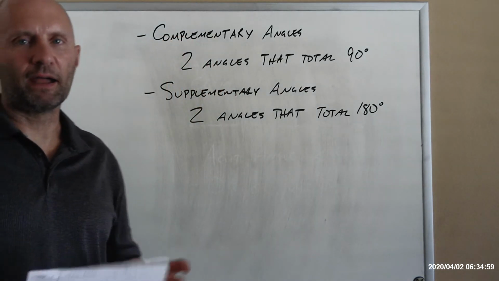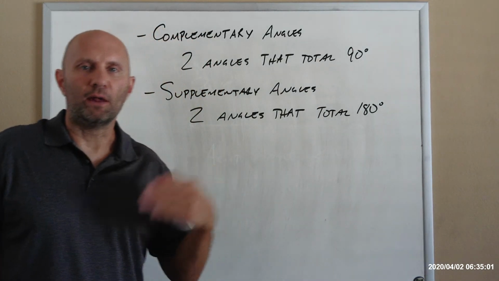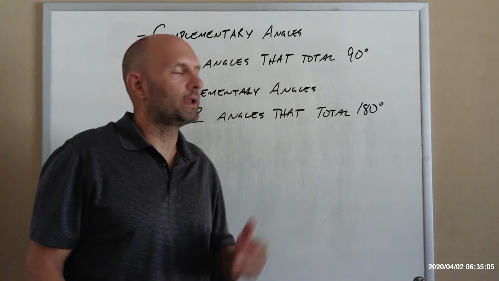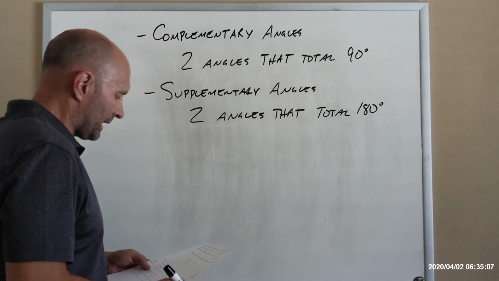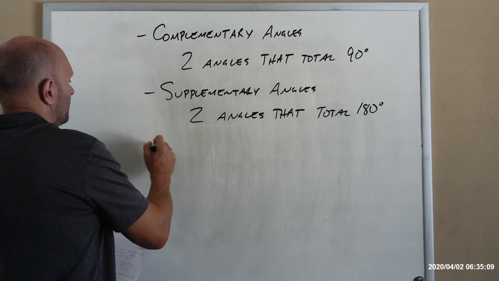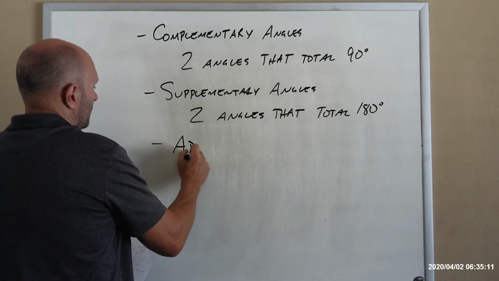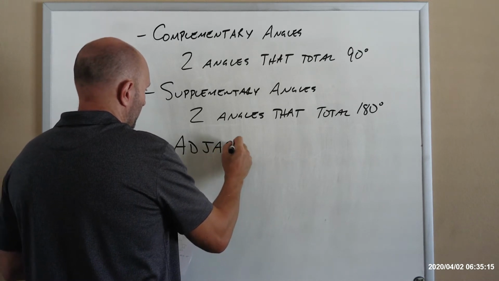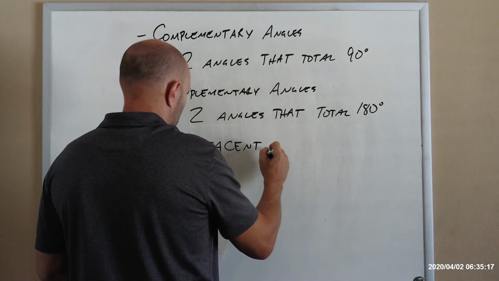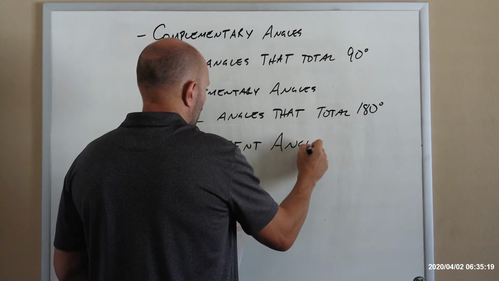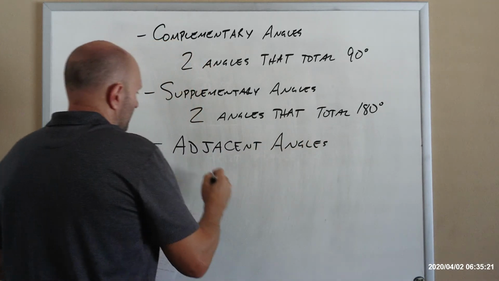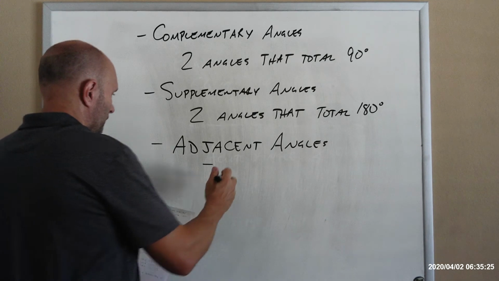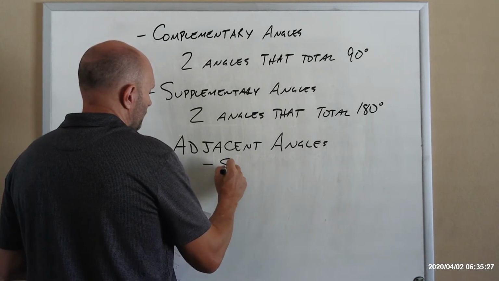So, if I have one angle that's 60 and one angle that's 120, well, 120 plus 60 is 180, so those two are supplementary angles. And then we have adjacent angles. As the name implies, adjacent, next to each other, so these are angles that share a side.